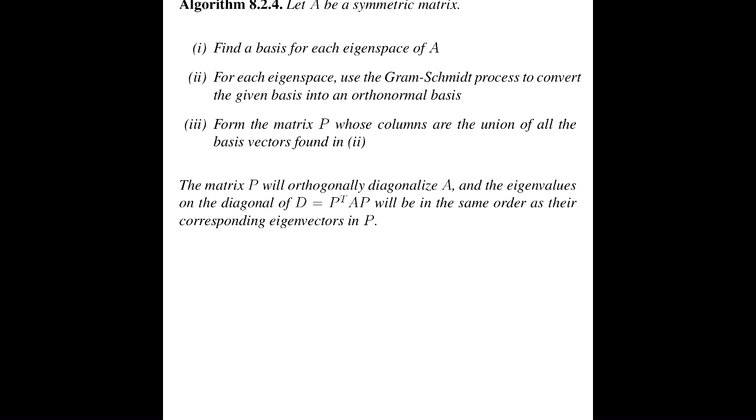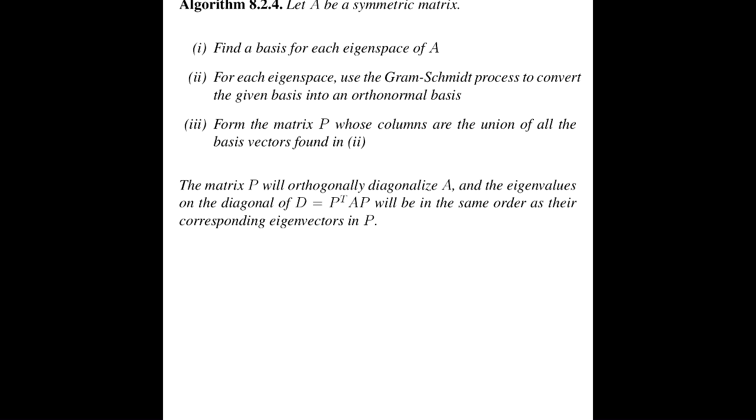Yeah, in each of these eigenspaces, we can find a basis. But these bases may not be orthonormal. We can use the Gram-Schmidt process to convert the given basis into an orthonormal basis. So the basis we find in the first step may not be orthonormal, but we can always use this process to make it orthonormal. You can refer to that place to see more details.